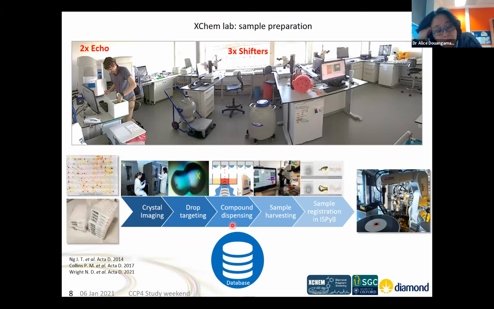We then dispense the compounds using the Echo system here. The harvesting is done with a Shifter, and everything is registered into ISPyB for unattended data collection on I04-1. Everything is, of course, talking to a database so that you can keep track of all that you're doing.